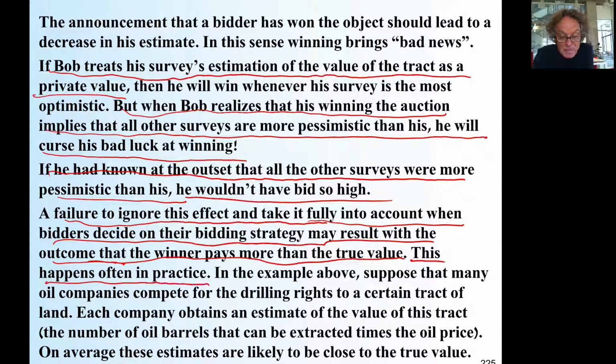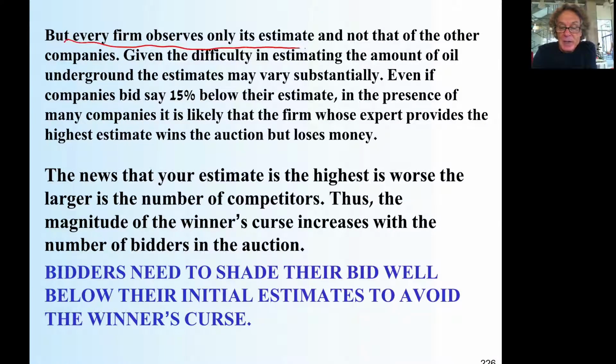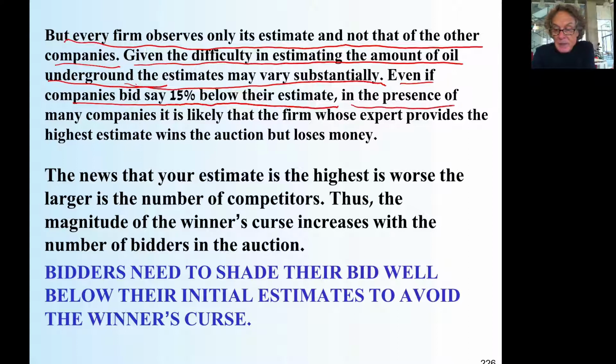This happens often in practice. In the example above, suppose that many oil companies compete for the drilling rights to a certain tract of land. Each company obtains an estimate of the value of this tract, the number of oil barrels that can be extracted, times the oil price. That's the value. On average, these estimates are likely to be close to the true value. On average, but nobody can compute the average because you don't know the estimates of all your competitors. Every firm observes only its own estimate and not that of the other companies. Given the difficulty in estimating the amount of oil underground, the estimates may vary substantially. Even if companies bid, say, 15% below their estimate, in the presence of many companies, it is likely that the firm whose expert provides the highest estimate wins the auction but loses money.